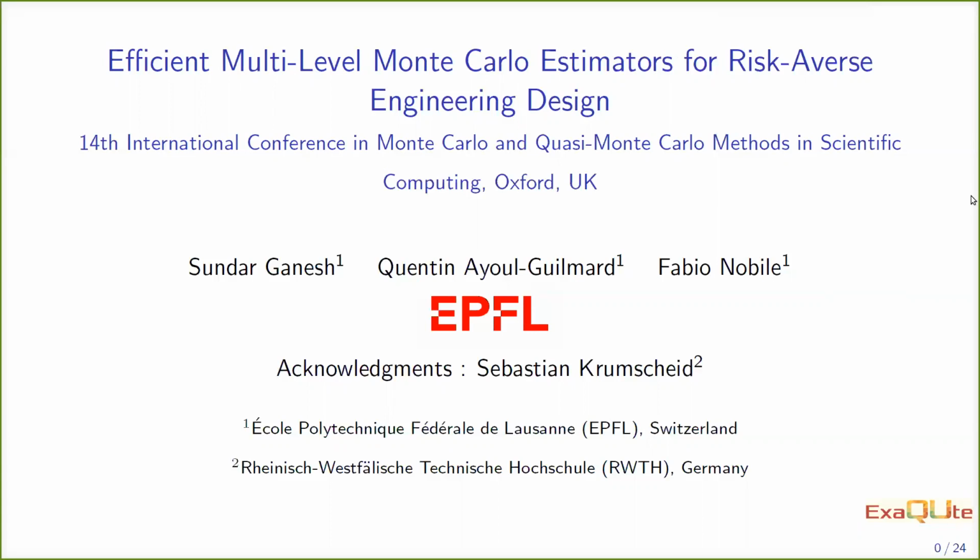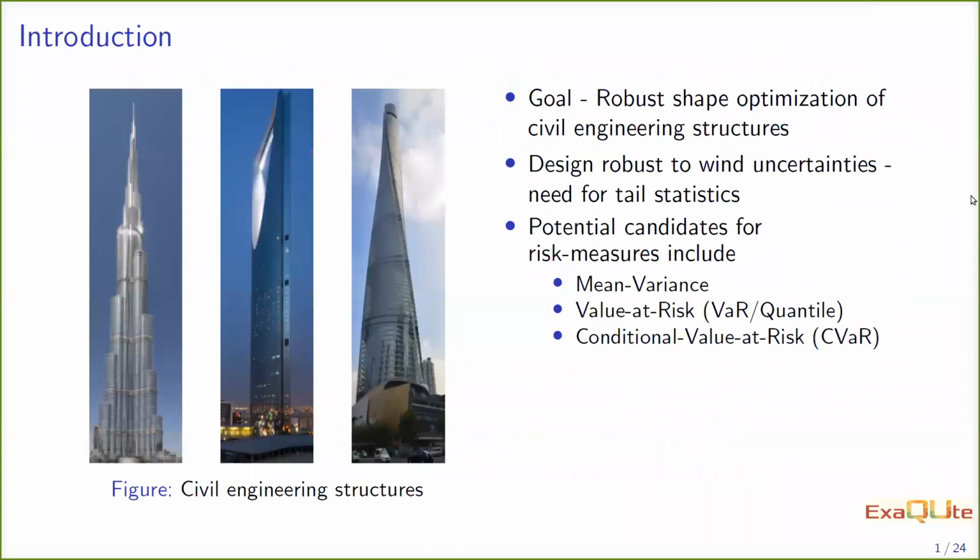So let's begin. This work is part of the EU Horizon 2020 project Execute. The aim of the project is to enable robust shape optimization in civil engineering by leveraging design parameters of buildings such as twist angles or number of towers, etc. And the aim is to design these buildings in a way that's robust to wind uncertainties.